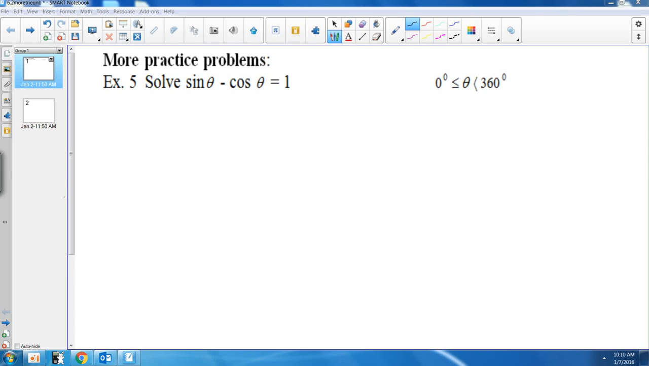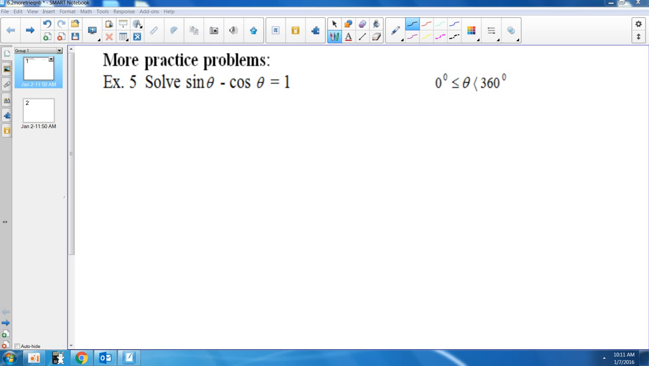We're going to get into some harder problems on solving equations, and what you're going to find in these problems is that you can't use any trig identities to help you, and you're kind of stuck at the beginning.